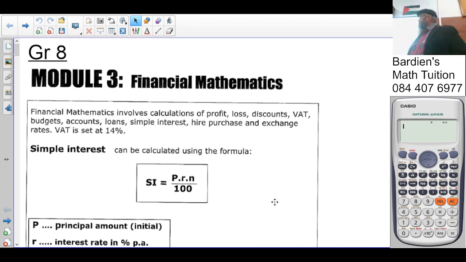Okay, so it's financial maths. Financial maths involves calculation of profit, loss, discounts, VAT, budgets, accounts, loans, simple interest, hire purchase, and exchange rates. VAT is set at 14%. Currently, VAT is at 15%. So for all these calculations, we're going to use VAT to be 14%.